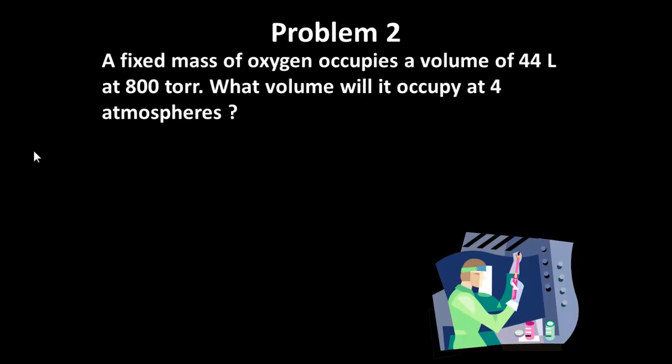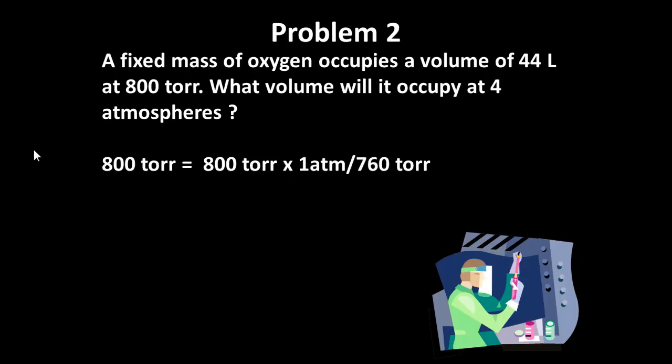Let's just take a second one of these, get yourself familiar with them. A fixed mass of oxygen occupies a volume of 44 litres at 800 torr. What volume will it occupy at 4 atmospheres? Now you see we swapped around the units for pressure here, so we've got to be careful. So 800 torr is equal to 800 times 1 divided by 760. The unit's going to be in atmospheres, remember, and it comes to 1.05 atmospheres.